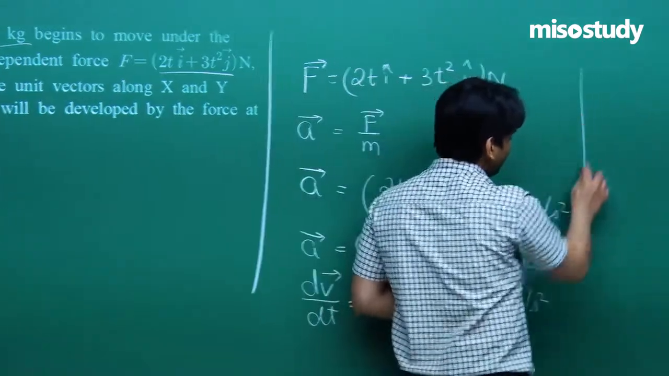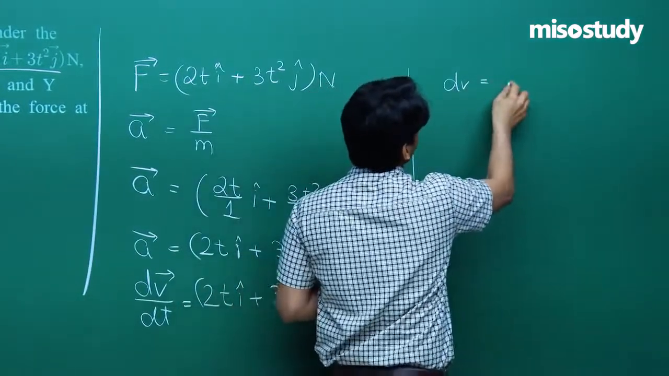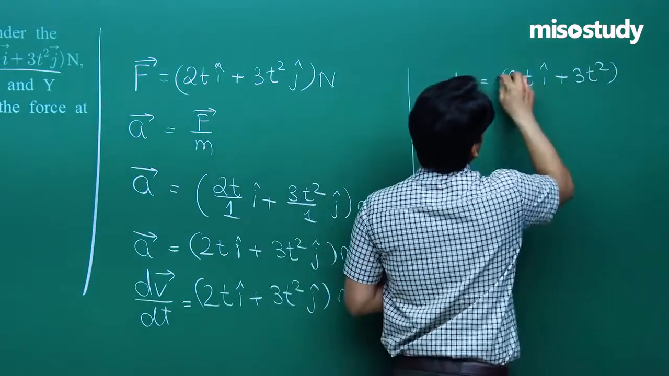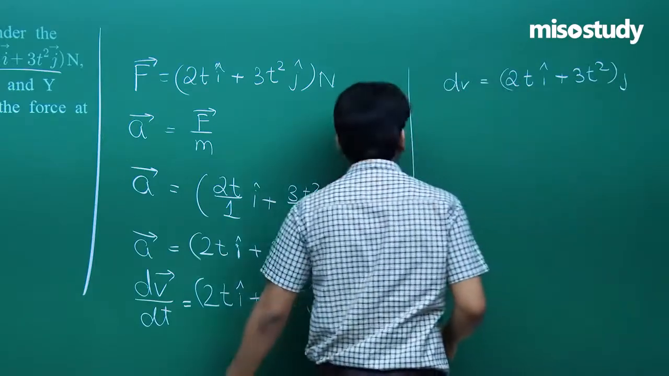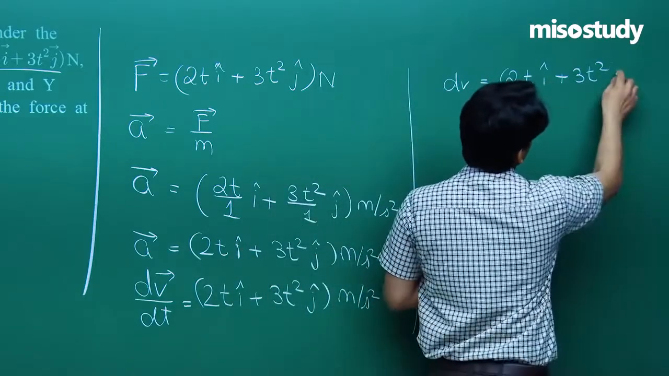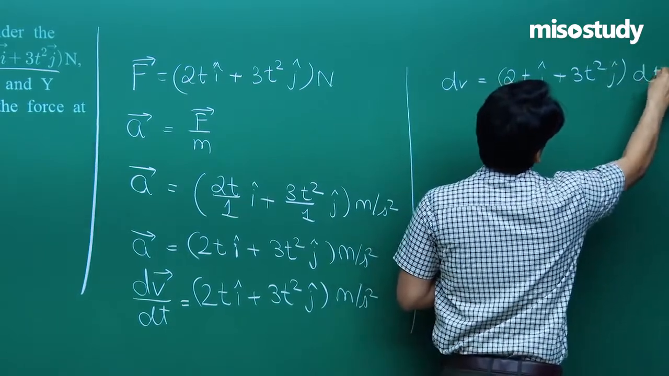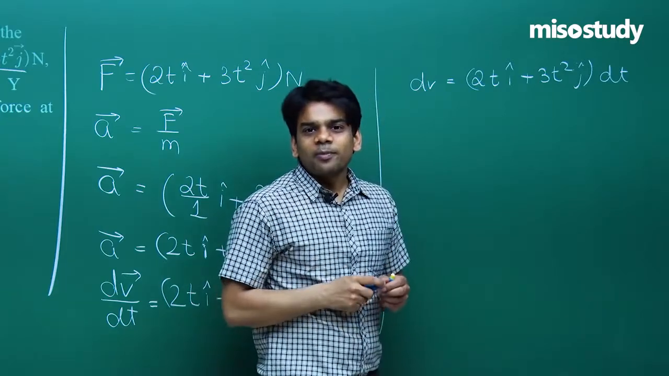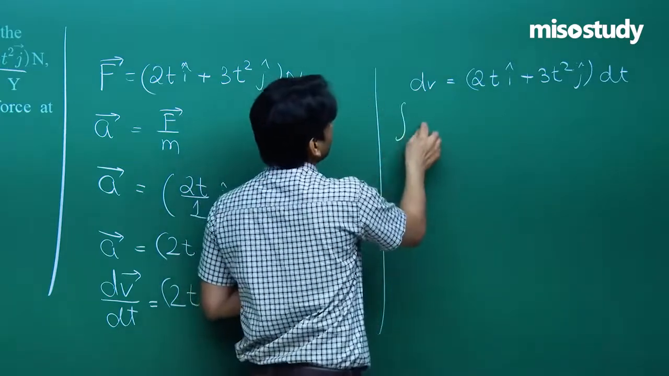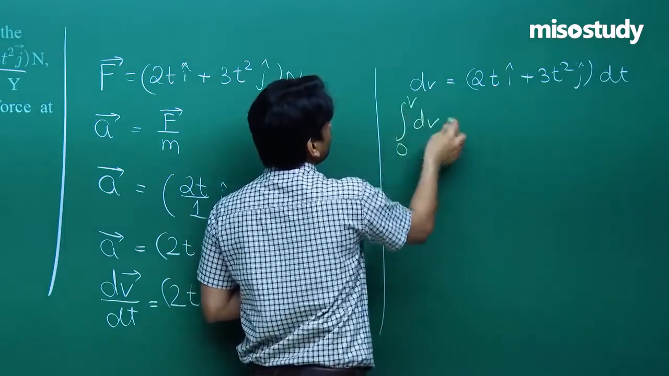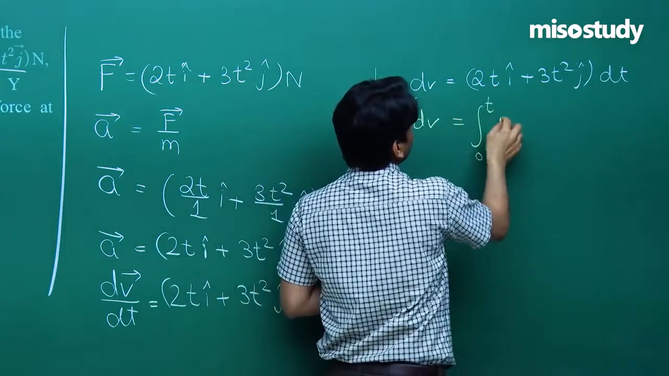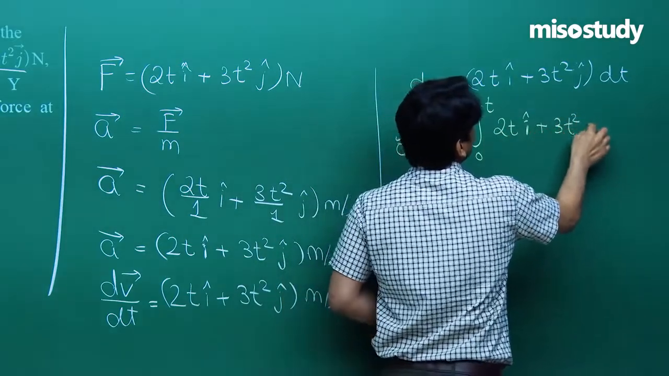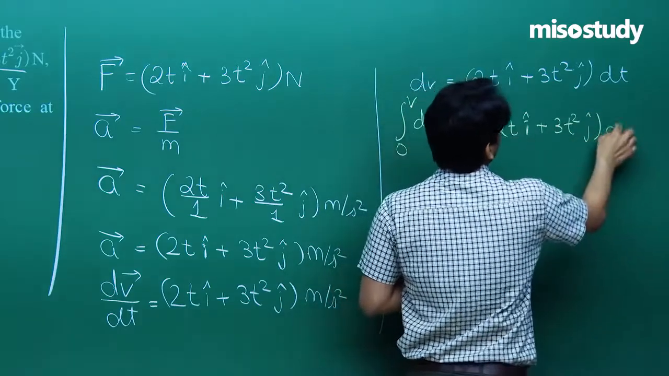So we can write dv equals 2t i cap plus 3t square j cap multiplied with dt. We can write in this way the value of dv. We all know how to find out the velocity at any particular instant of time. For that, just integrate the function from 0 to v, time varying from 0 to t, 2t i cap plus 3t square j cap dt.